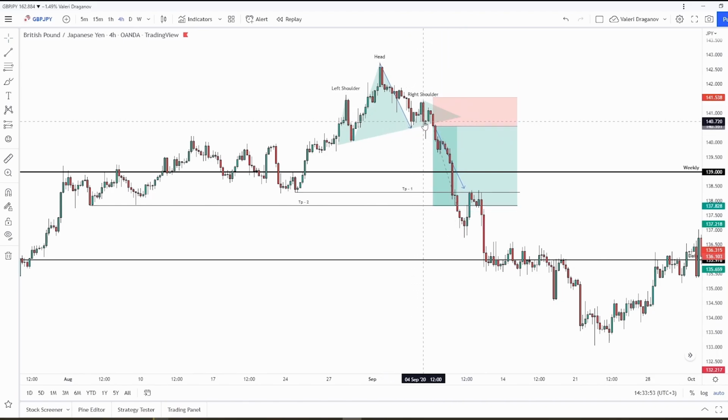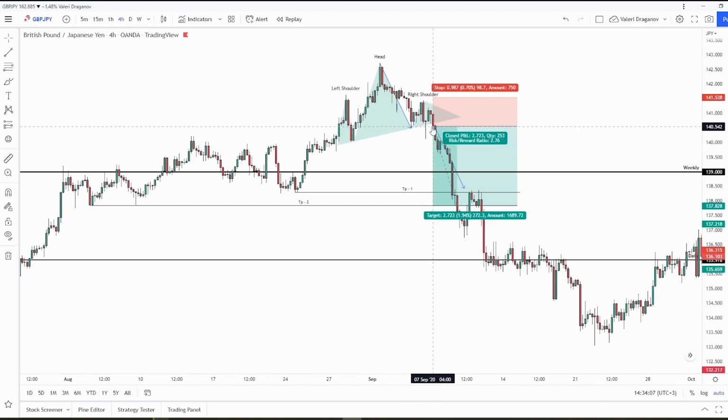We are waiting for a breakthrough. Here we have a fake breakthrough. We already know what fake breakthroughs are, so we just have to be patient, wait for the proper entry, and here it is. We are entering a short position here. Our stop, 10 pips above the right shoulder.